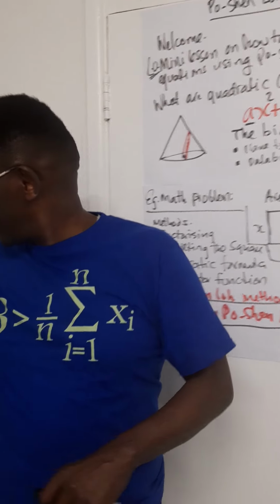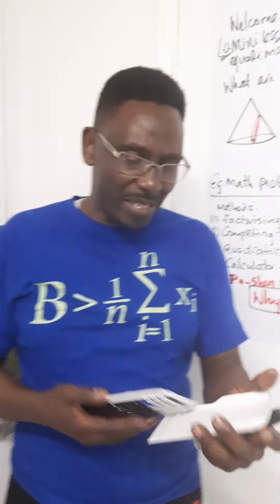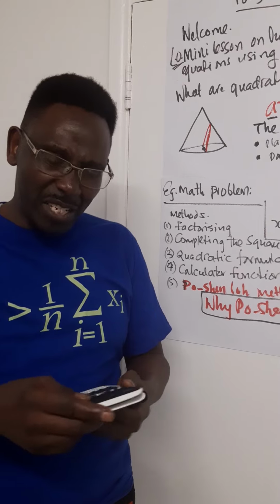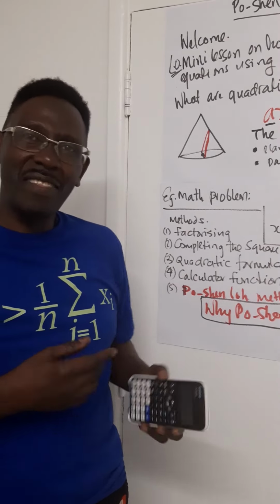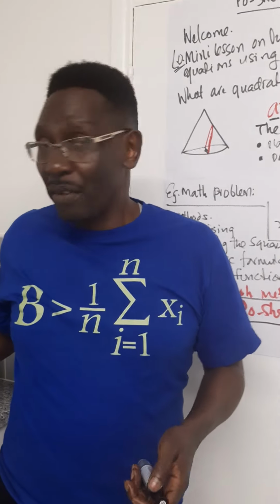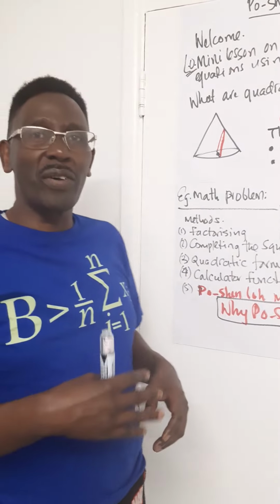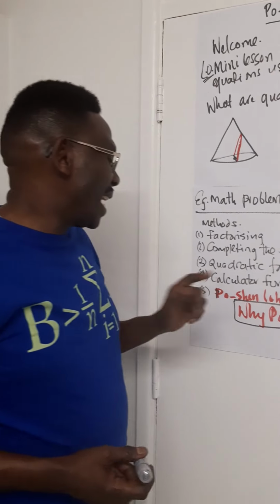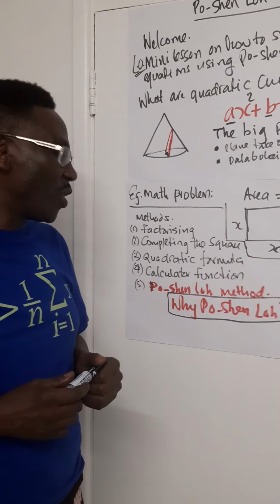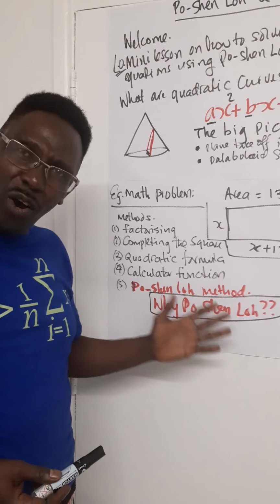The calculator function is basically where you punch the data into the calculator, especially this one here, and then you get the answer straight away. Obviously, in the exams, you're expected to show your method, so maybe that can only be used for checking whether your answers are correct. And we have the Po-Shen Loh method. This is what we're going to focus on today.